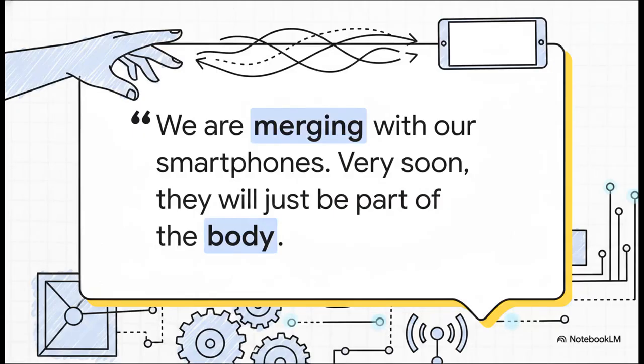You know, historian Yuval Noah Harari actually hit the nail on the head when he said this: "We are merging with our smartphones. Very soon, they will just be part of the body." It's deep, right? We are constantly connected, basically outsourcing our brains and our communication to these little glass rectangles. But while it feels like they're just natural extensions of our minds, they actually rely on a highly structured, very strict physical reality to even function.